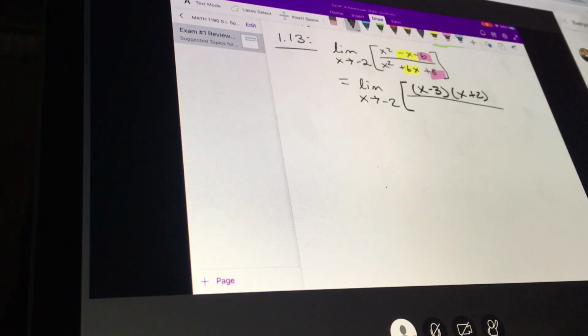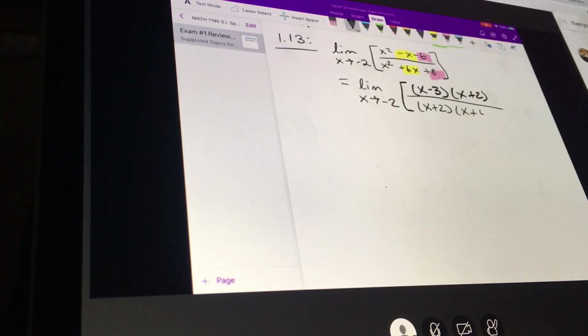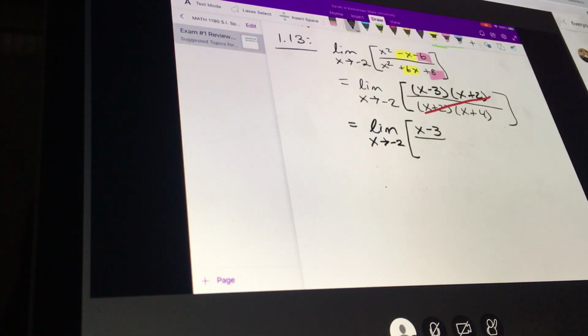And our denominator is going to be 4 times 2. 4 plus 2 is 6. 4 times 2 is 8, so that works. So x plus 2 and then x plus 4. We see that our x plus 2's are going to cancel out. So now we're left with the limit as x goes to -2 for x minus 3 over x plus 4.